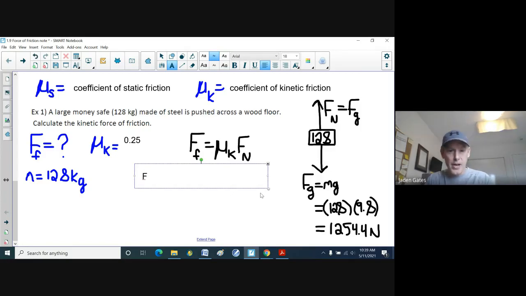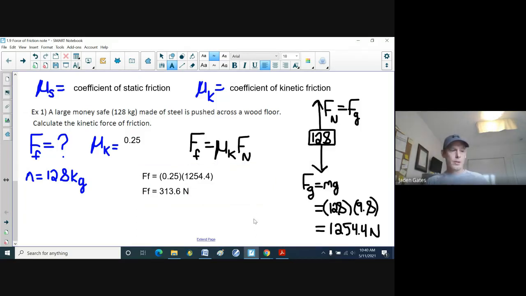All right, so now I got enough information to find my force of friction here. So I'm going to substitute in my values. I'm finding my force of friction. My mu k, I found from the table, was 0.25. And my normal force, which is again the floor pushing up on the safe, was 1,254.4 newtons. All right, and then I multiply those two together, and going to two decimal places, I get 313.6, and again, we're talking about a force, newtons.